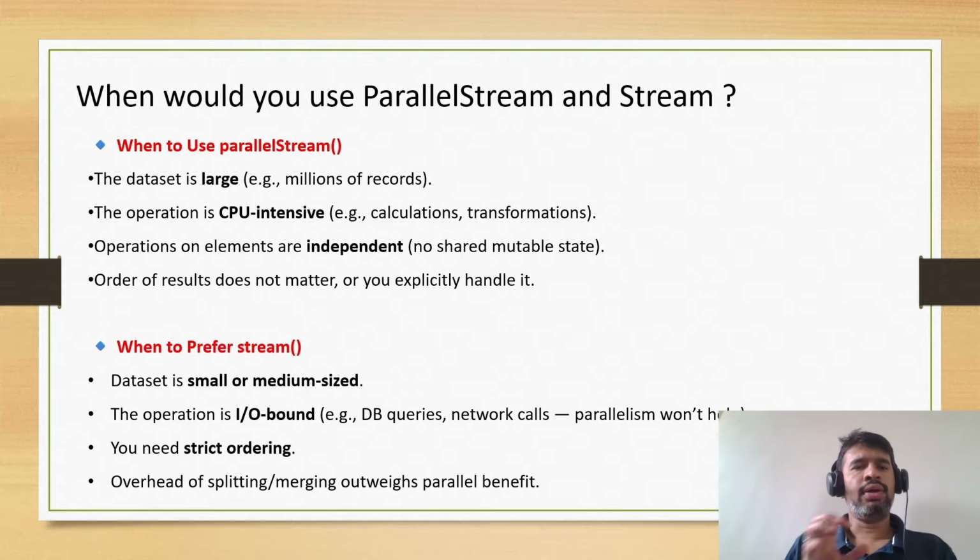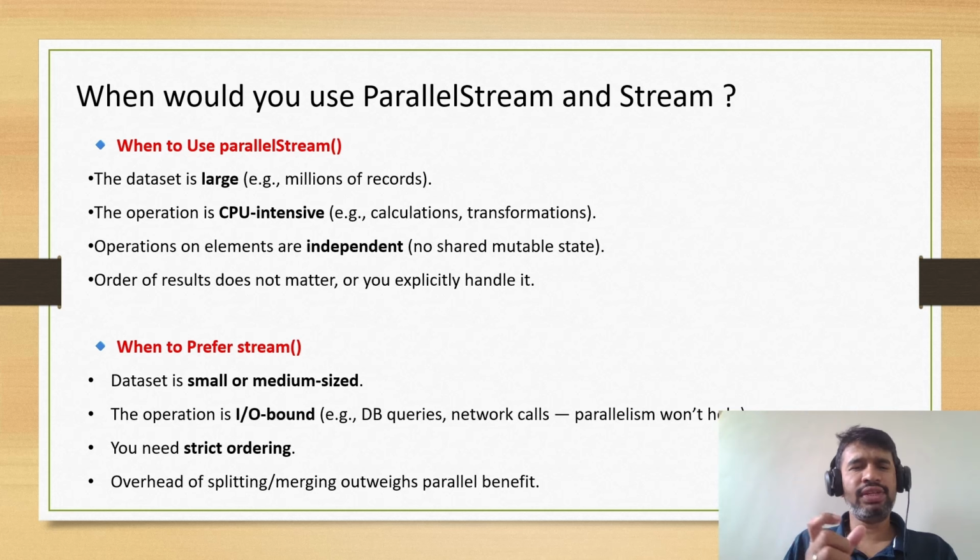So parallel stream is useful when the dataset is large, when you're performing CPU intensive operations, and when operations on elements are independent. So the operation on one element should not influence another, and the order of the result should not matter. So these are all the key things to consider when using parallel streams.